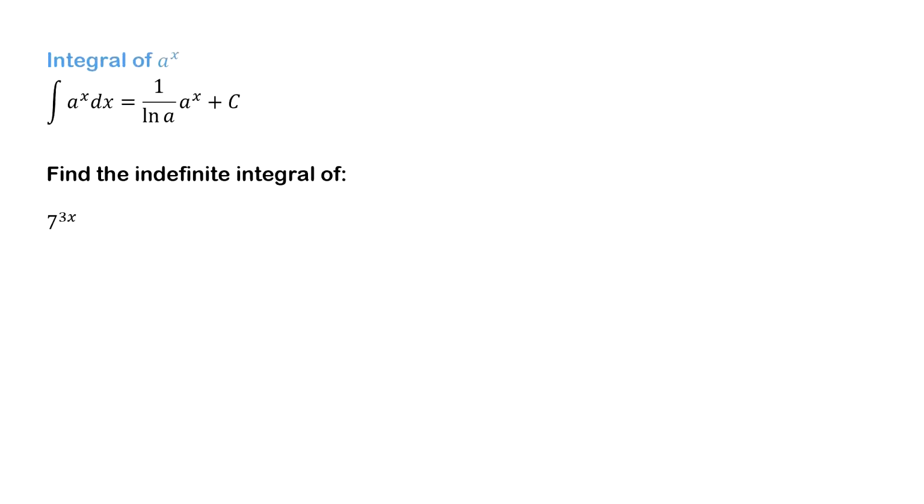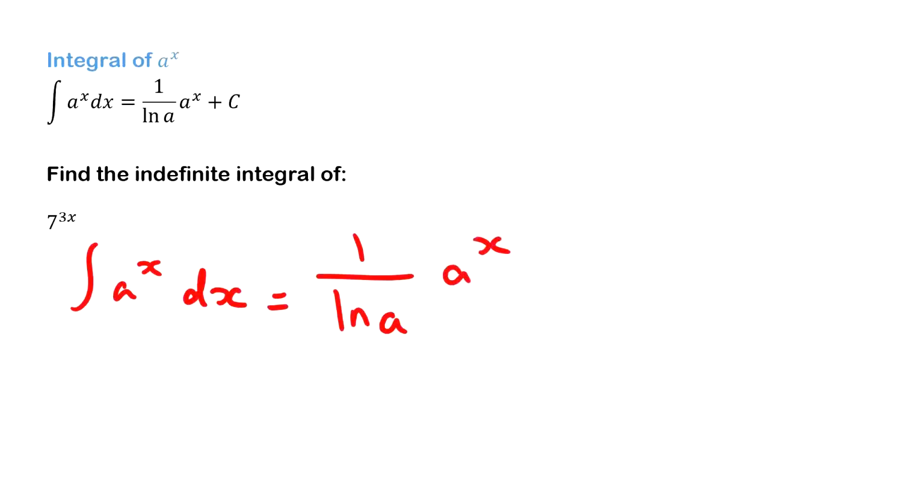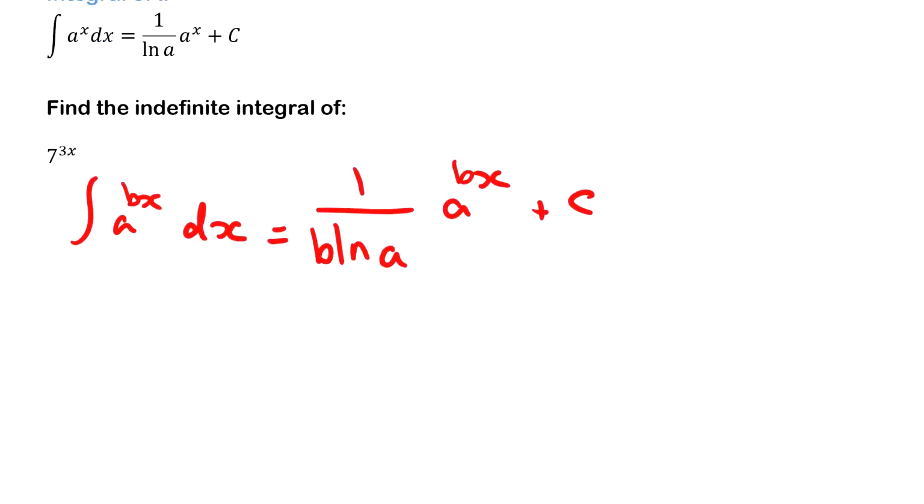Alright, and we need to find the indefinite integral of 7 to the power of 3x. So again, I like to write down the formula. Except this time we're going to make a modification. Notice how there's a 3 out the front, so I'm going to put a b there, and a b there, and a b there. Okay, so this is a modified formula.